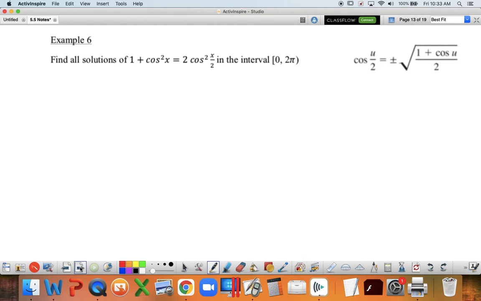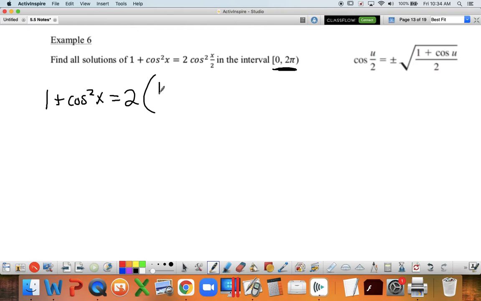All right, moving on to our next example. We've got to find all solutions of this in our interval specified, so I don't have to worry about all of the different multiples. I can tell just by looking at this equation that I'm going to use my half angle formula for cosine in here. So when I plug this in, I'm going to have 1 plus cosine squared x, that's perfectly fine, equals 2.